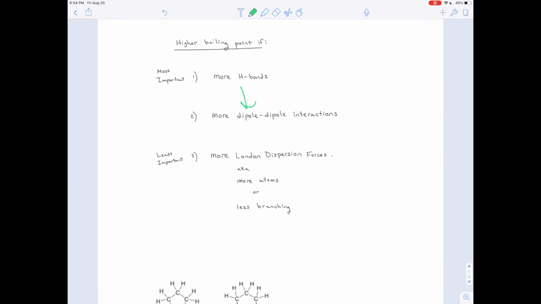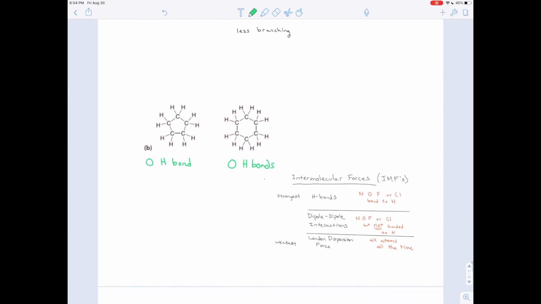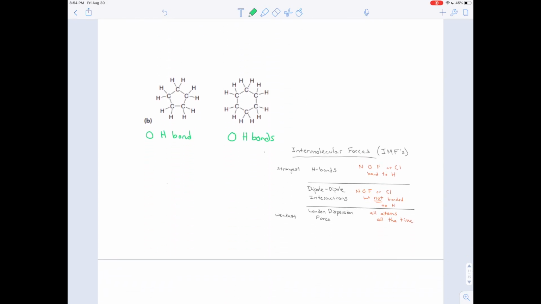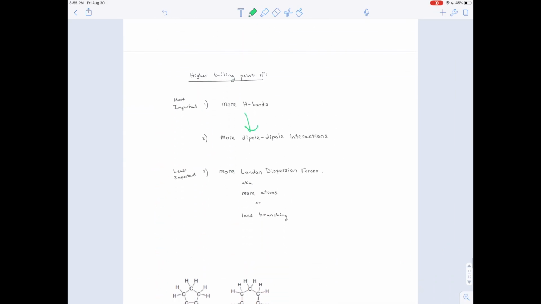Does one of these molecules have more dipole-dipole interactions? How do you know if you have a dipole-dipole interaction? You'd have nitrogen, oxygen, fluorine, or chlorine, but not bonded to hydrogen. Because neither of these molecules have nitrogen, oxygen, fluorine, or chlorine, both of them have 0 dipole-dipole interactions. So again, they tie. Okay, if they tie, then you go to the next one.